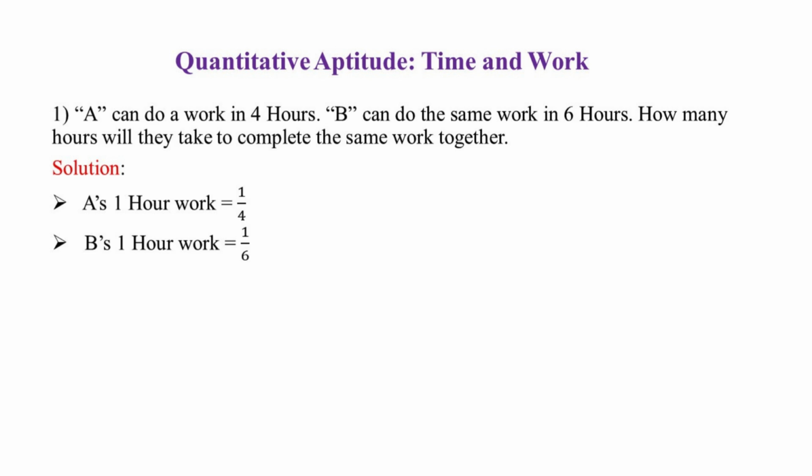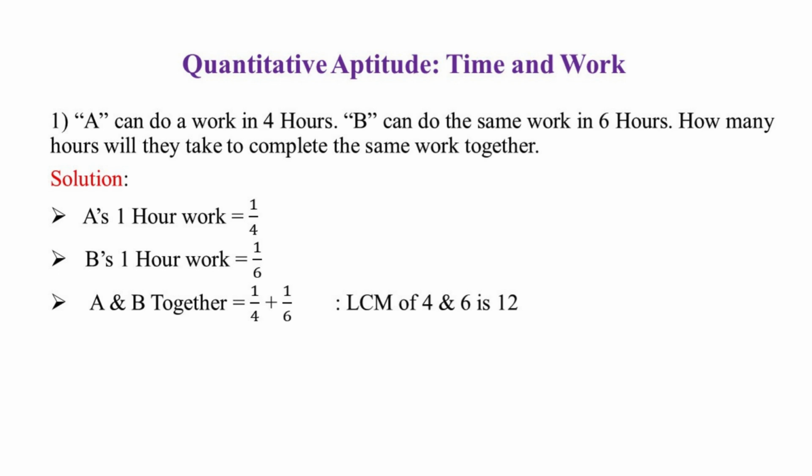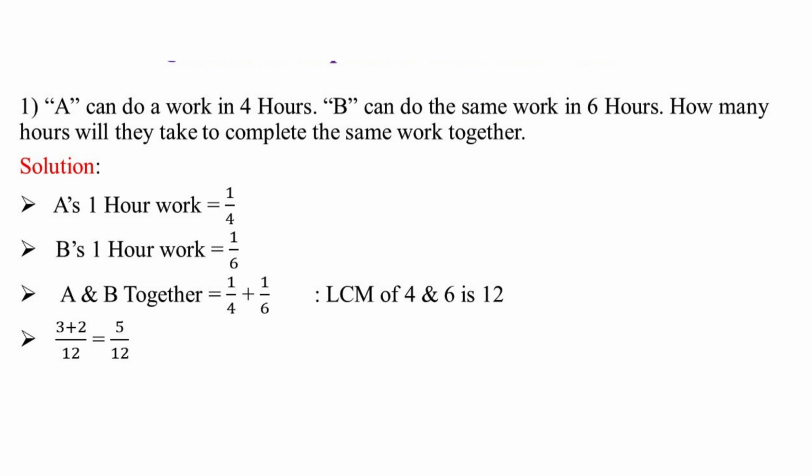Now the next step will be A and B together. You need to add those two, 1 by 4 plus 1 by 6. If you add these two fractions, 4 and 6 will be in the denominator. We have to take the LCM of 4 and 6. The LCM of 4 and 6 is 12. After that we need to solve using the simple steps. So we are going to get 5 by 12.